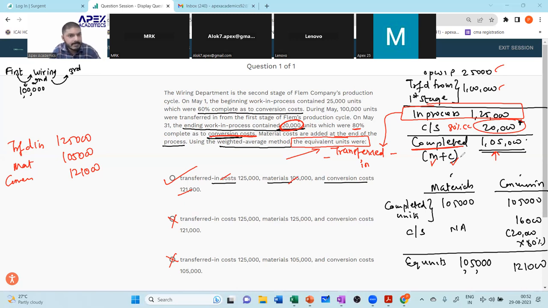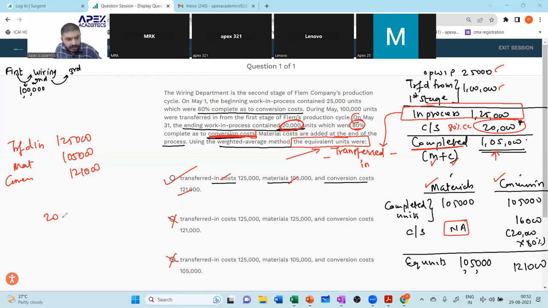Yes, sir. Understand. So can I say that completed units 1,05,000 include both materials as well as conversion costs? Agreed or disagreed? Agreed. Now, when I say closing stock, it will have nothing in materials because the information is not given on how much of materials is there. So I'm writing not applicable. But they are giving you that these were 80% complete as to conversion costs.